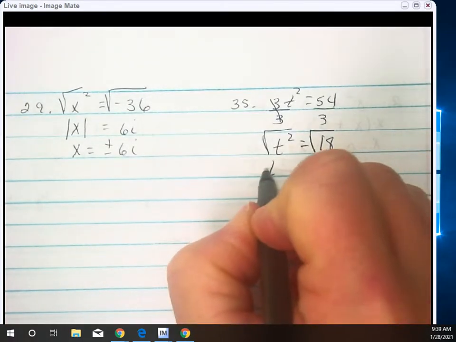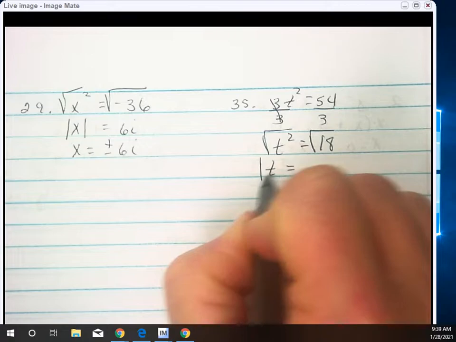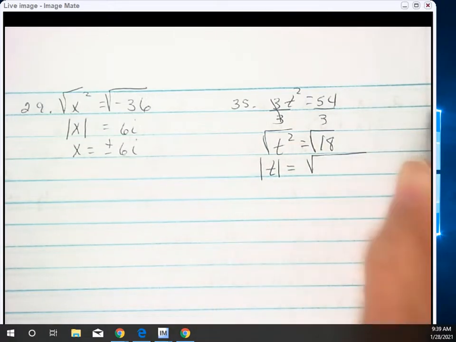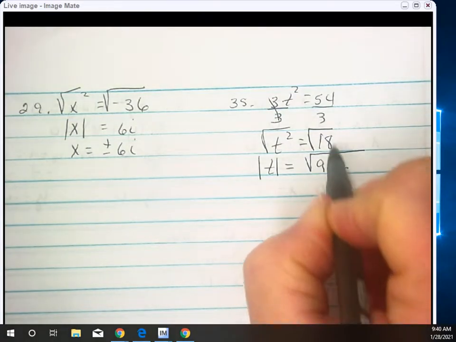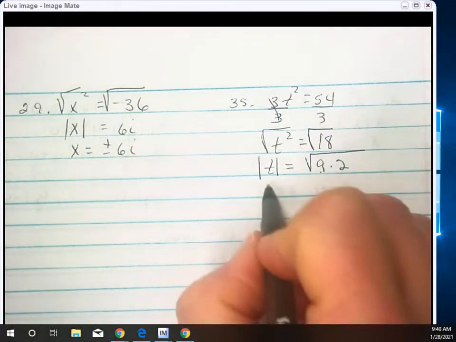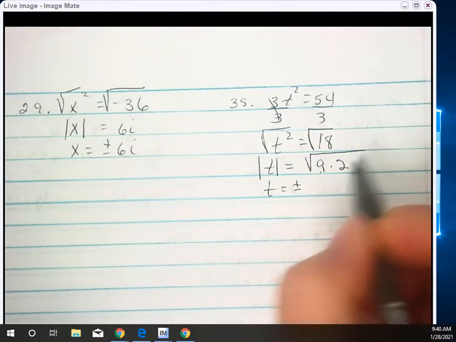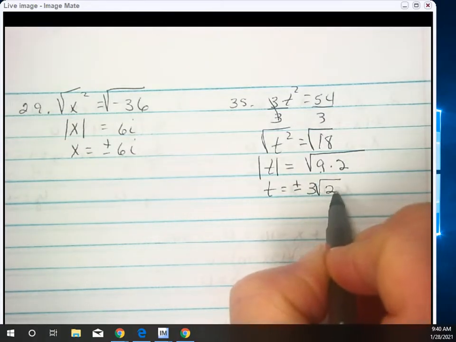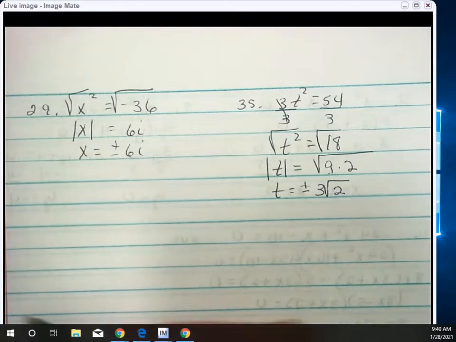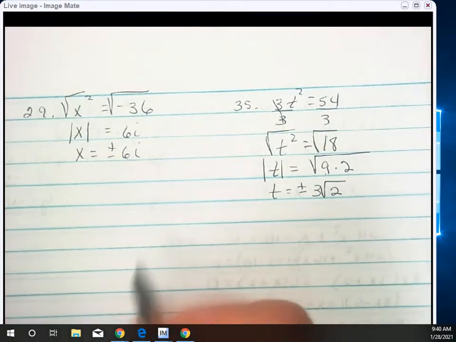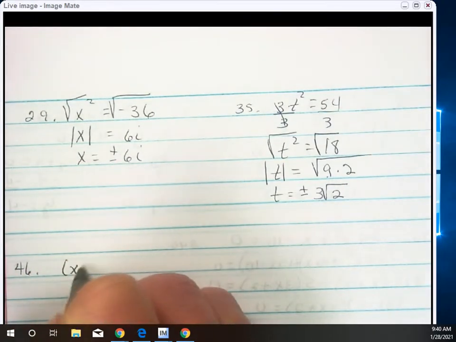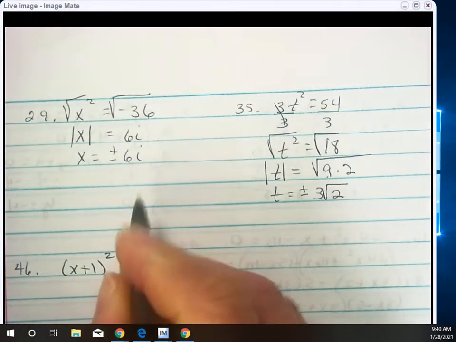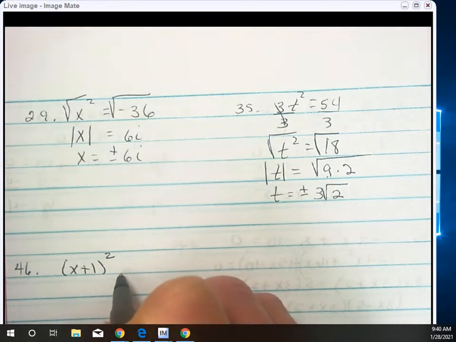And from the test and from the last section, we know that 9 times 2 is 18, and 9 is our perfect square. So there are two numbers, plus and minus, 3 square root of 2. As you get into the problems, they become a little more advanced. It's the same concept, the same idea.